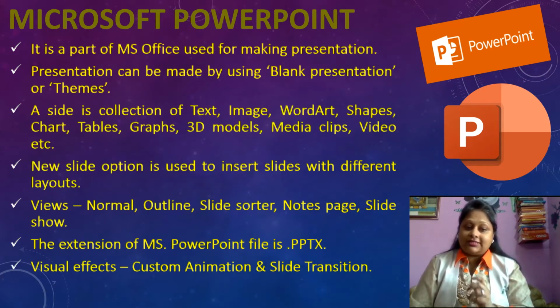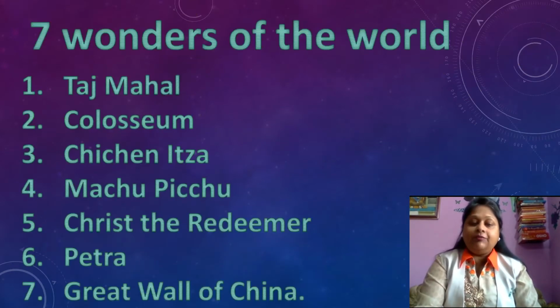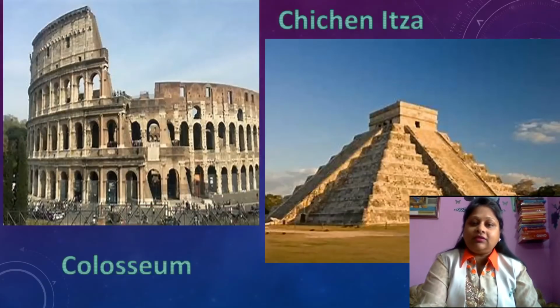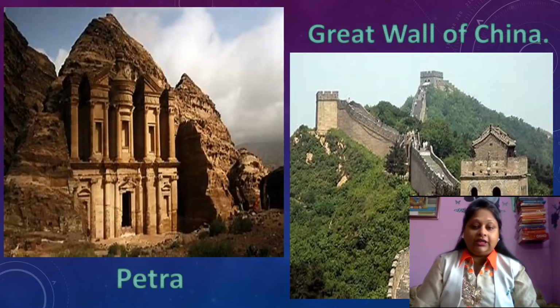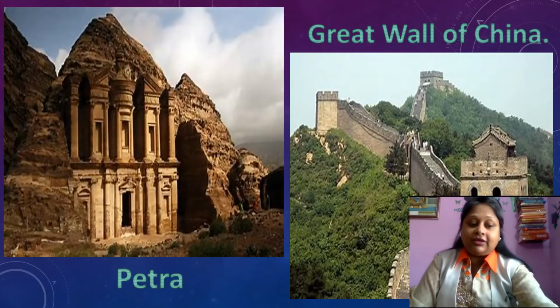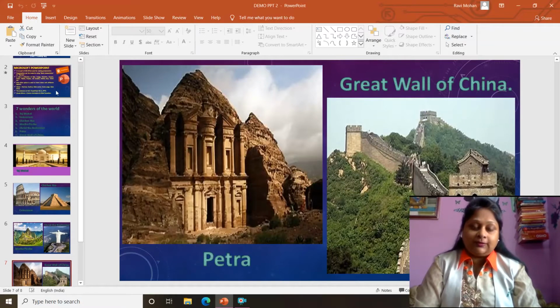Today in our video, we'll be learning to incorporate the visual effects on the slide, and the names of those two visual effects are custom animation and slide transition. Let us first quickly see how the slide will appear without these effects. I have made a simple slide on 7 wonders of the world. You all may see that these wonders are coming in front of you without any special effects. Now we'll be trying to incorporate those effects.